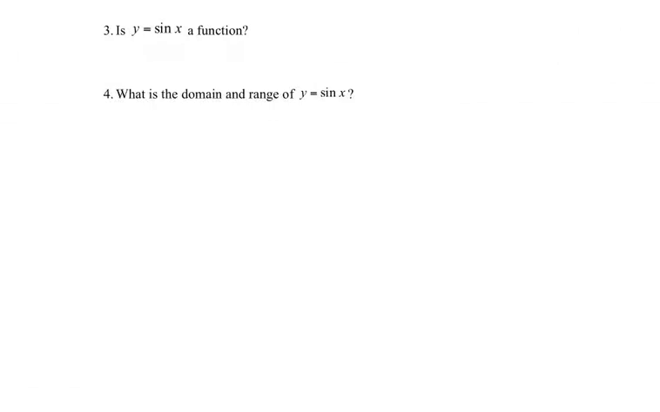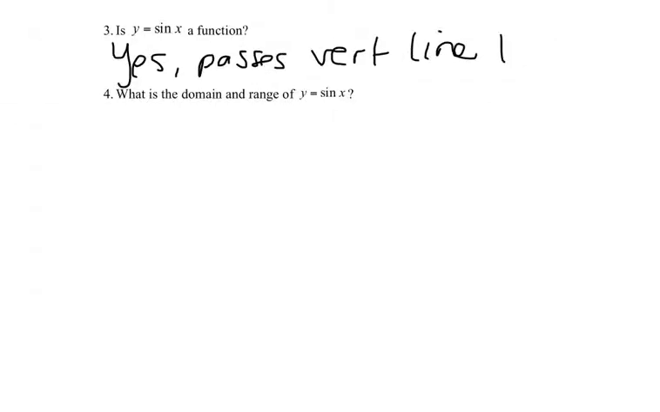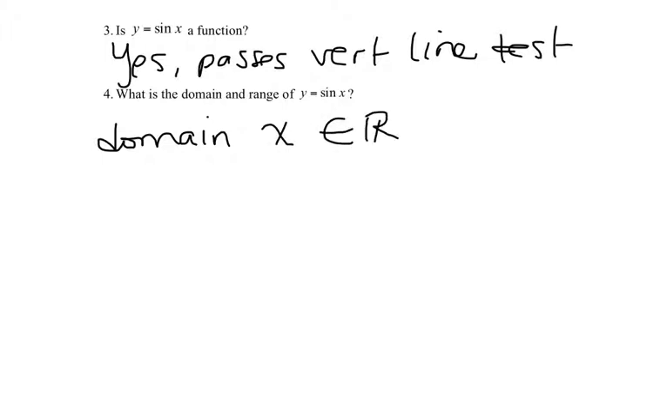Is it a function? Well, yes, it passes the vertical line test. So for every x value, there's only one y value. Domain and range. So domain, remember the domain, our x value, we're really thinking of theta. So x is an element of real. I can plug in any number for my angle. My y values are my range. I'm never going to be bigger than 1 or smaller than negative 1.